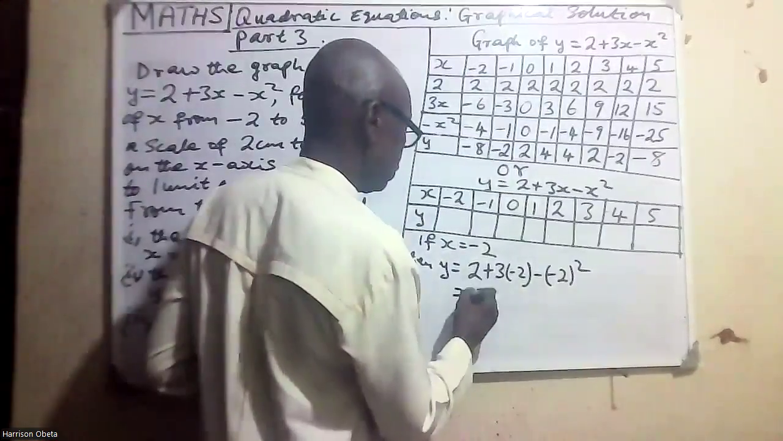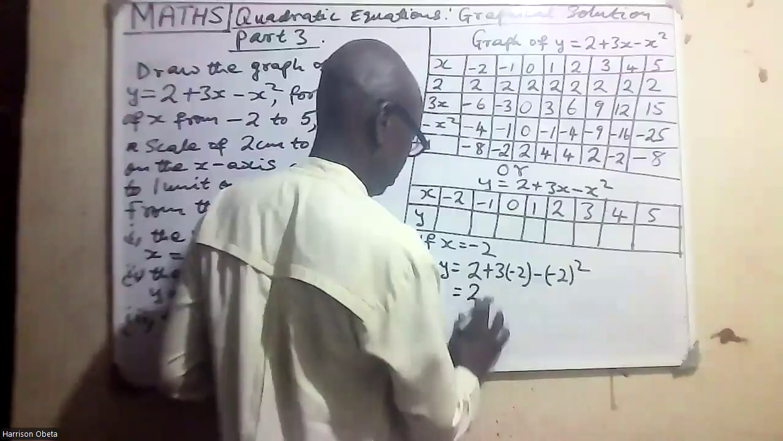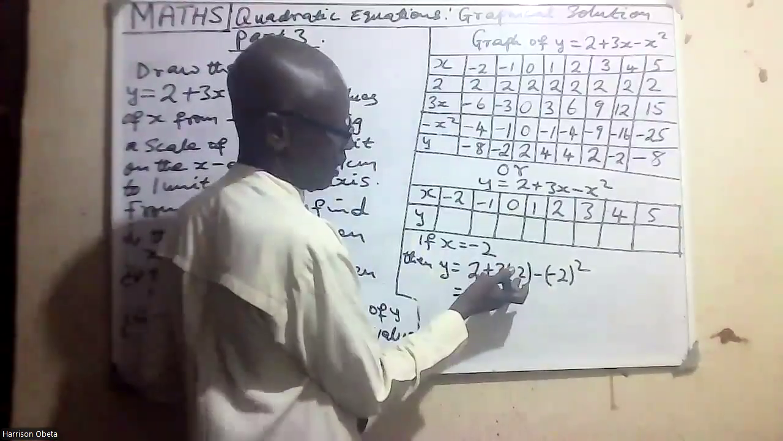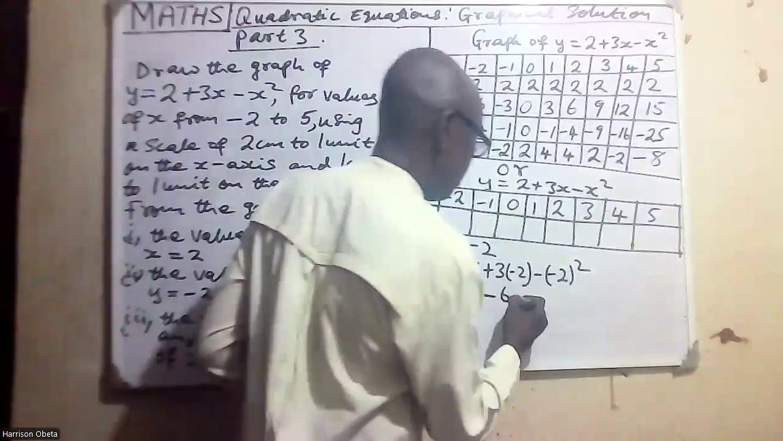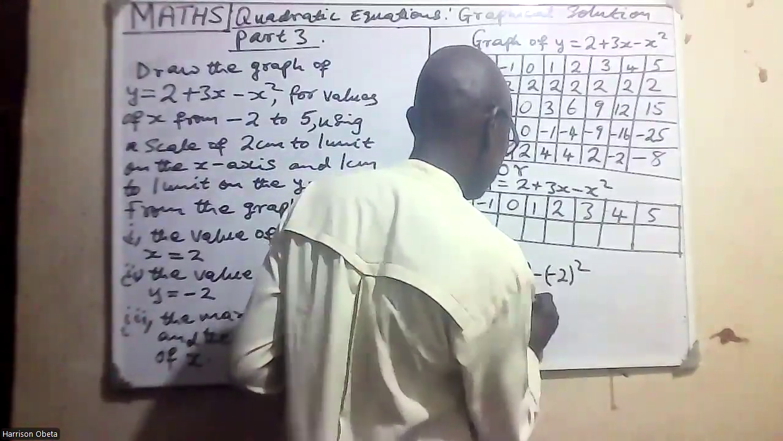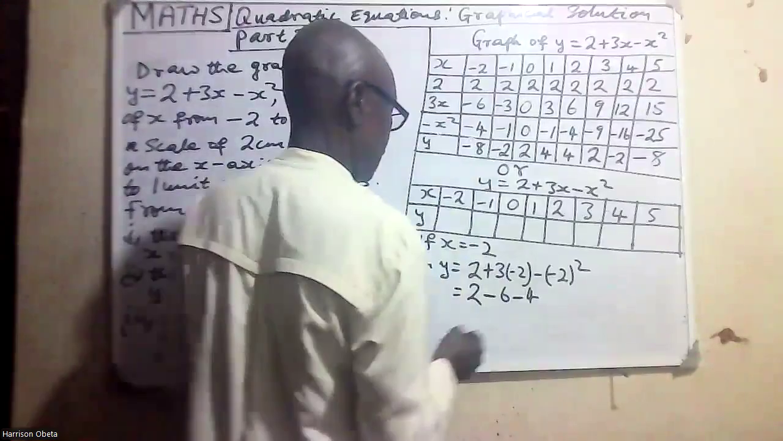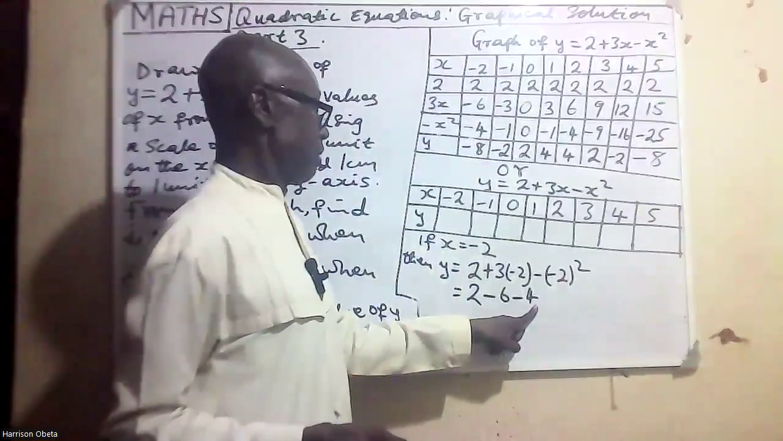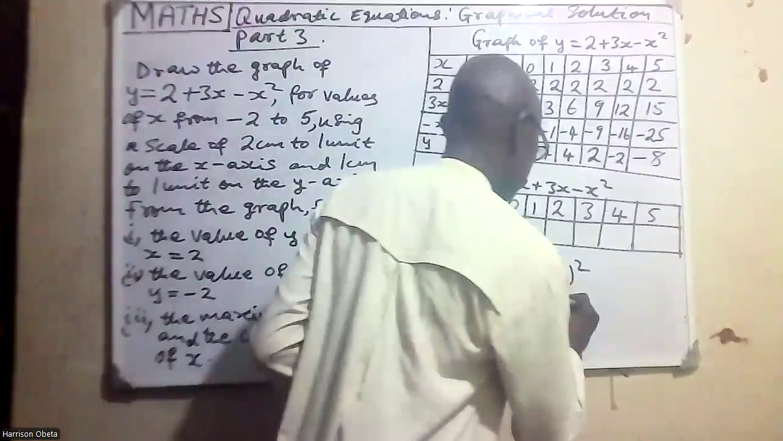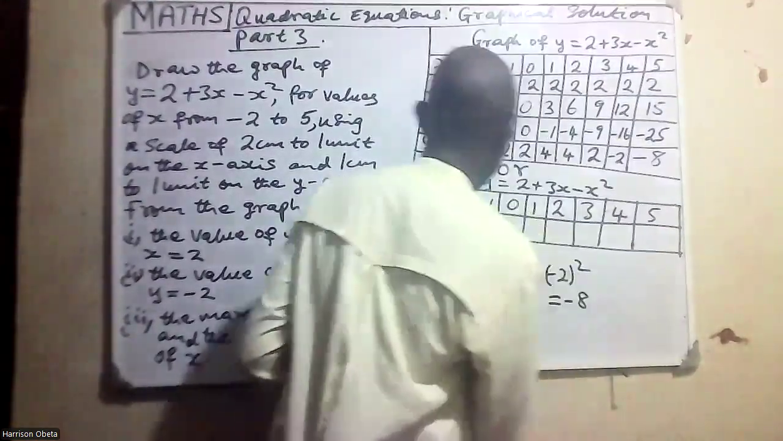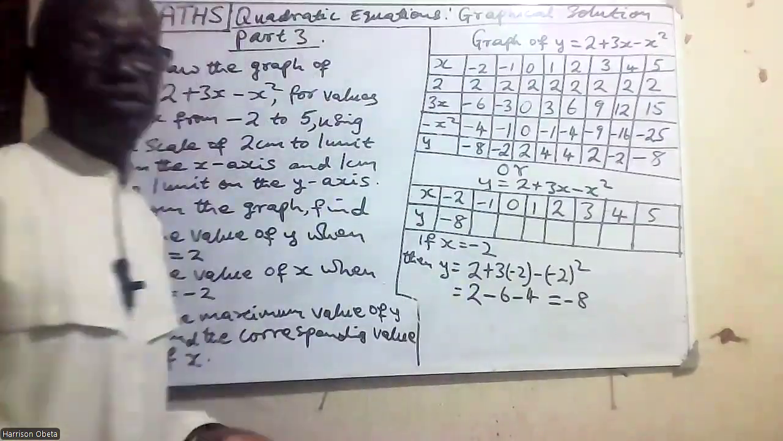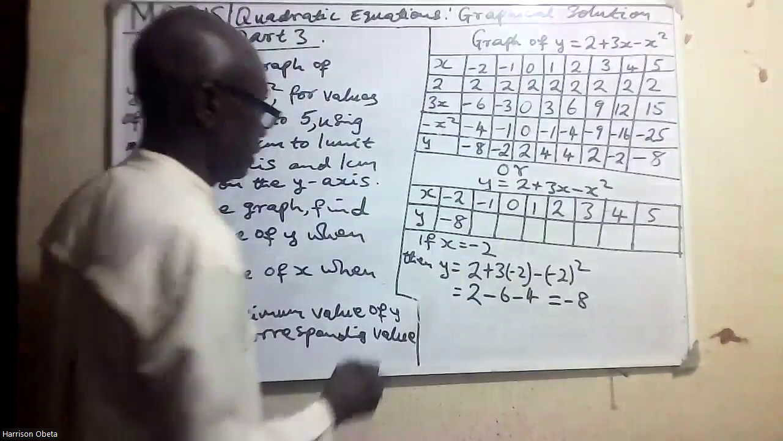So this will give us 2 plus, this is minus 6, because 3 times minus 2 is minus 6. Minus, this will give us minus 4. And then minus 6 minus 4 is minus 10. Minus 10 plus 2 will give us minus 8. That's exactly what you have here. So you have your minus 8. So anyone you like, you take that.